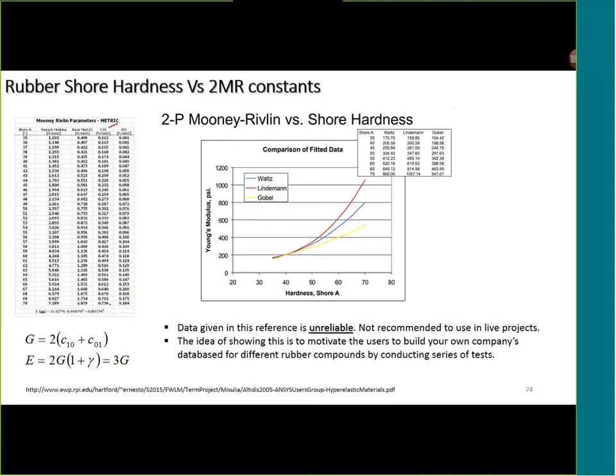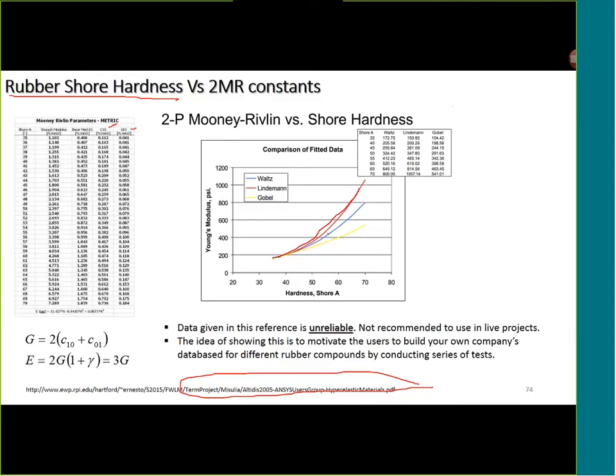where the values of the 2-parameter Mooney-Rivlin constants are given as a function of rubber Shore hardness, which is one of the very important design parameters. Okay, the moment you talk about rubber, the specification always includes the Shore hardness. For different Shore hardness, the values of C1 and C0 are given in some literature. You can look at the literature, but again the values here are very unrealistic. Okay, if you compare the recommendations from 3 different literatures, the values vary very highly.